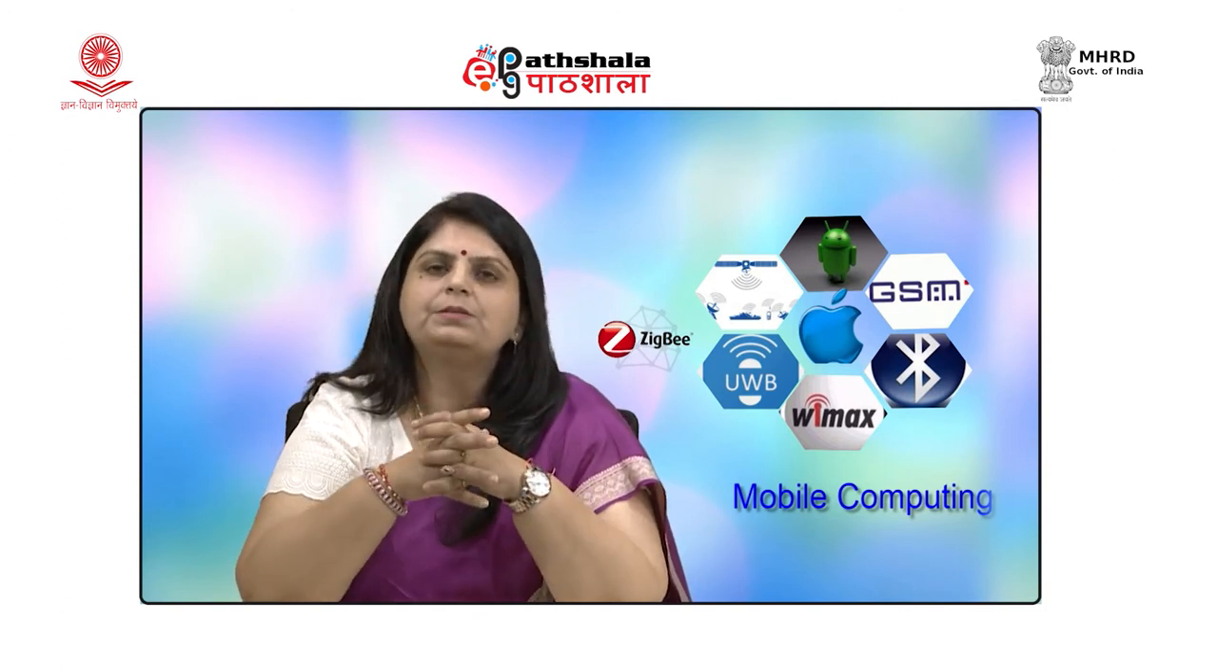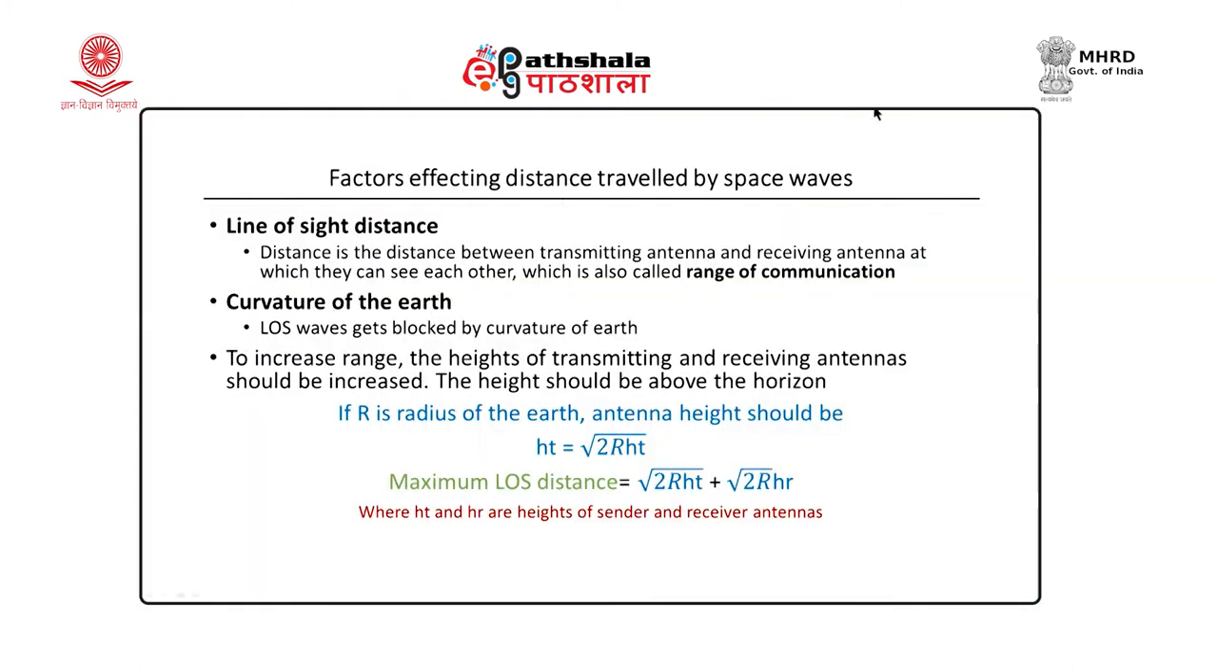The same simple principle applies here: to increase the range, the heights of the transmitting and receiving antennas should be increased. So, what should be the ideal height? If I take R as the radius of the earth, the distance covered by an antenna is under root of 2 R H_T, where H_T is the height of the transmitting antenna.